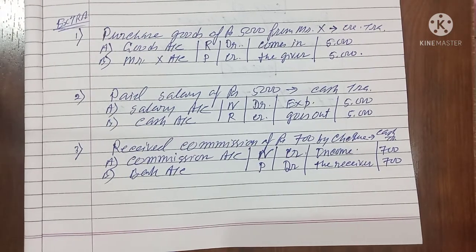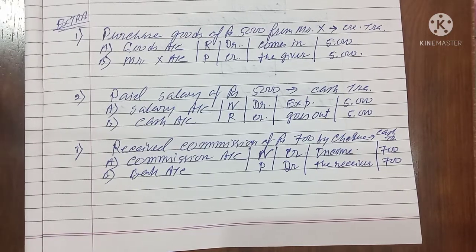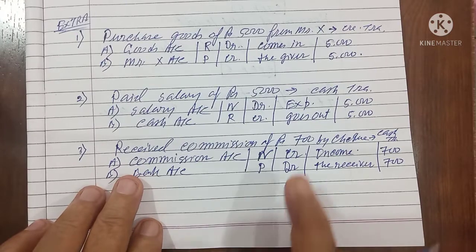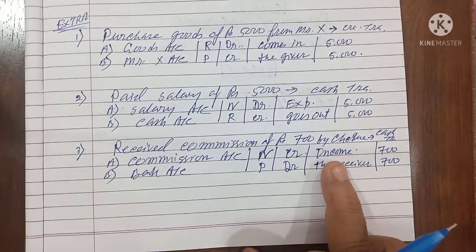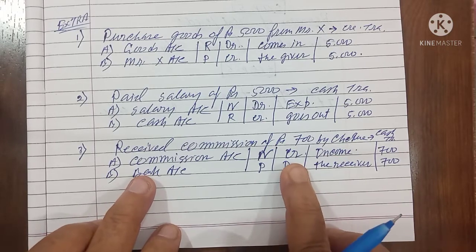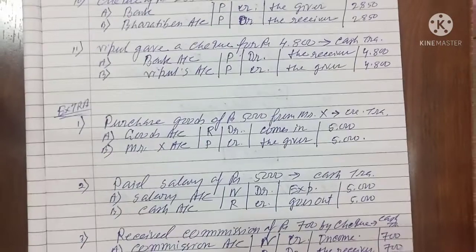But in both cases the debit and credit will change. If it is received commission, then commission is credit and bank is debit. If it is paid commission by check, then commission is debit and bank is credit. Keep that in mind.